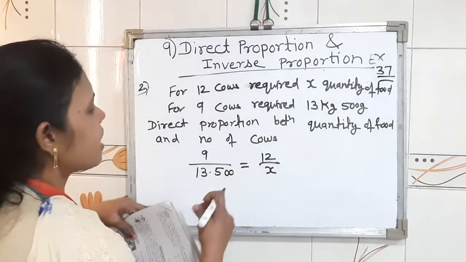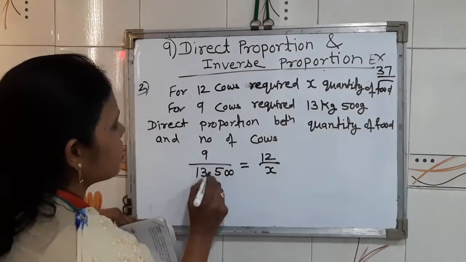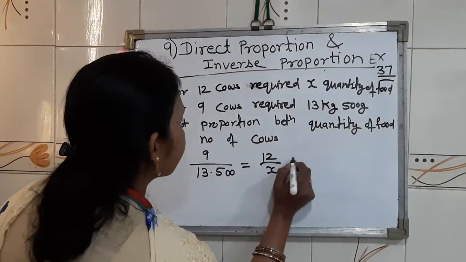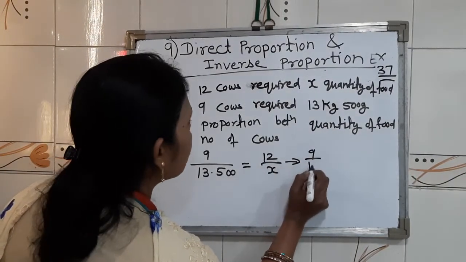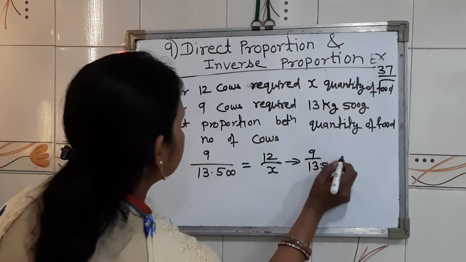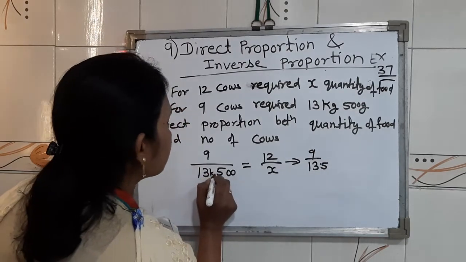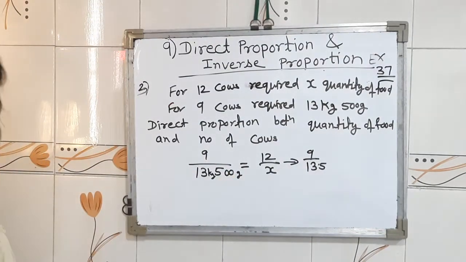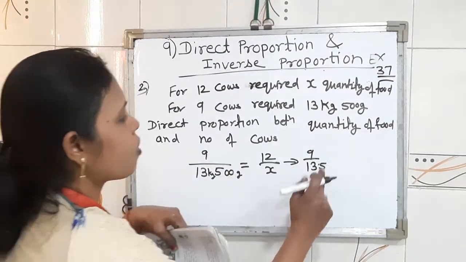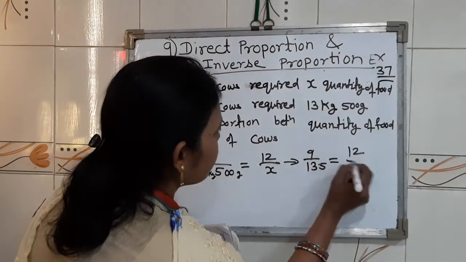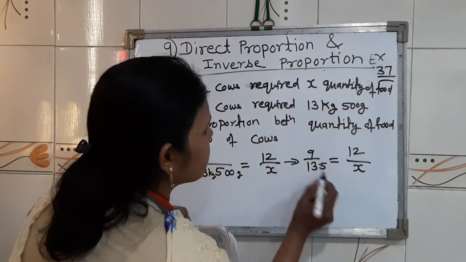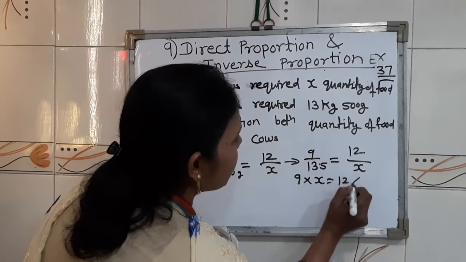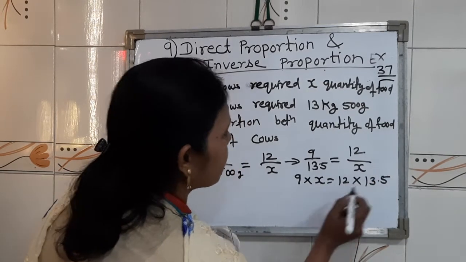Same thing we can write like 13 kg. Therefore we can write it this way, 9 upon 13.5. Here kg is given, instead of that this one is gram. Therefore we have written everything in kilogram only, that is 13.5 kilogram equal to 12 upon x. Then cross multiplication: 9 into x equal to 12 into 13.5.